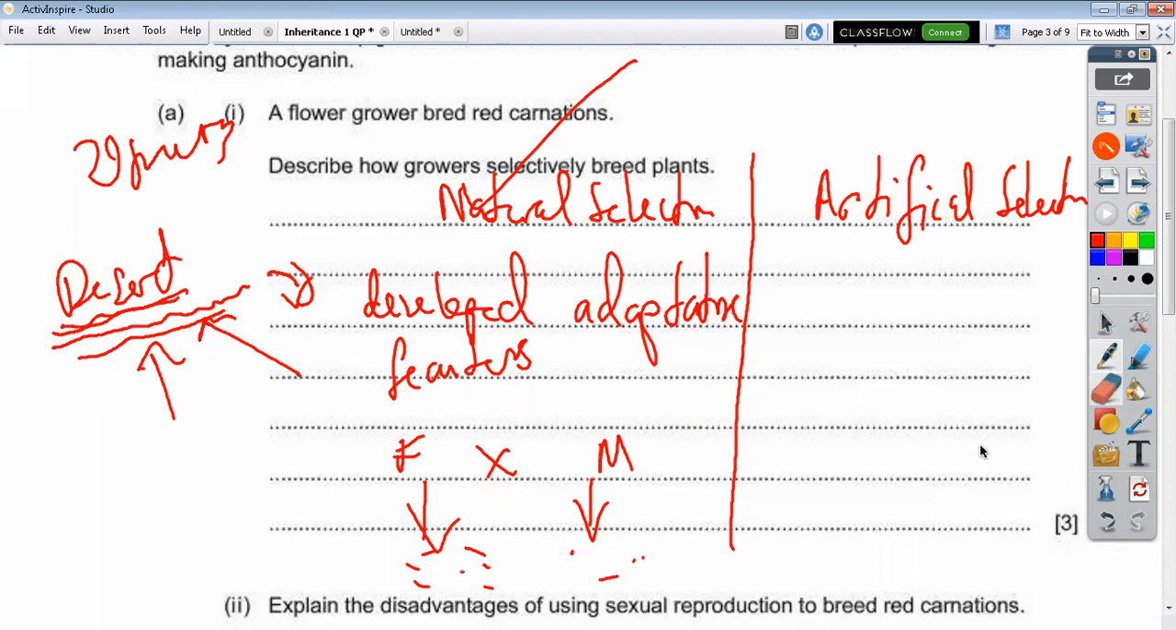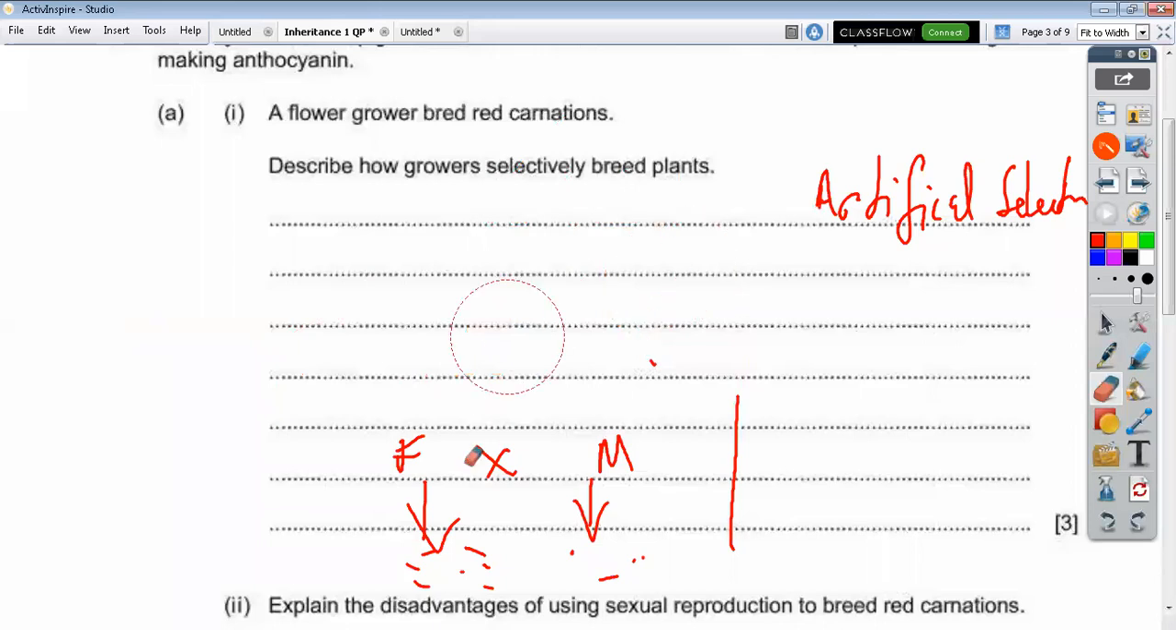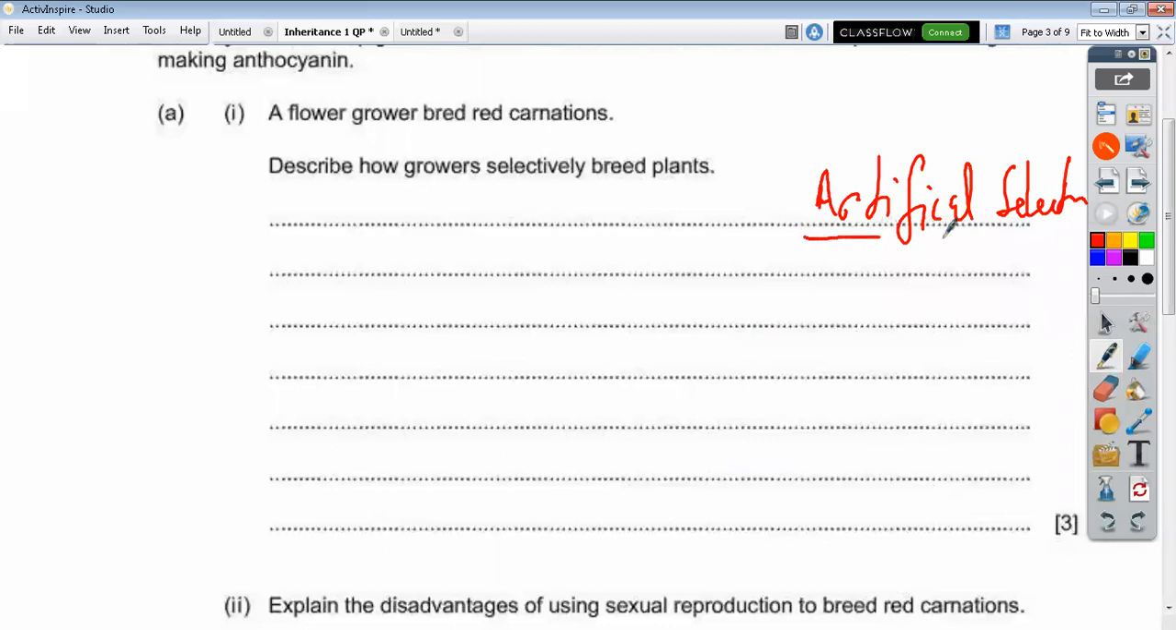Now let's look at artificial selection, which some of you know very well, but maybe didn't know that it's called artificial selection. Natural selection, from the word natural, happens naturally. Artificial doesn't happen naturally. We are using humans. Someone is doing the artificial selection. So artificial selection is also known as selective breeding. You can write that down.